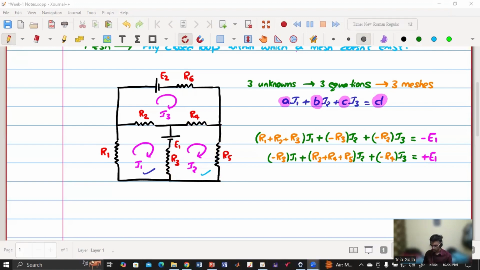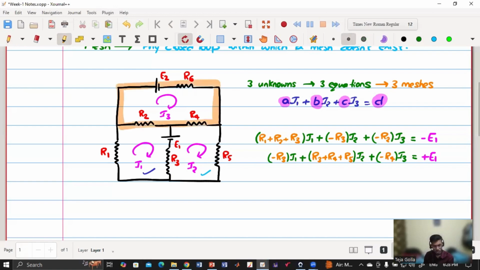Now we have to get the other equation from the third mesh. Jnanandar Rao has already mentioned minus R2 into I1, right? Minus R4 into I2, right? But for I3, it will be R2 plus R4, where you have made a mistake. So let us again see. Now we are in the mesh M3. Say this is the mesh M3.